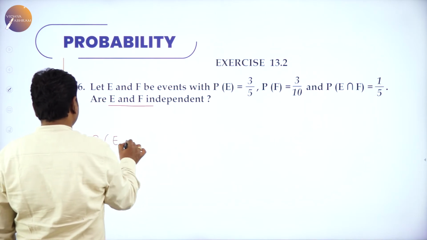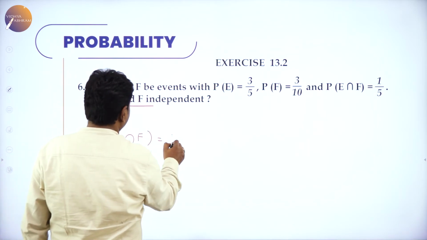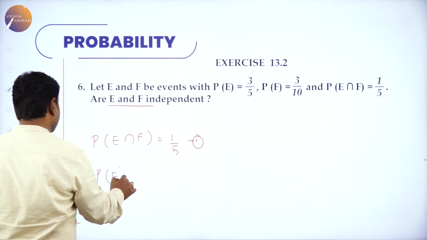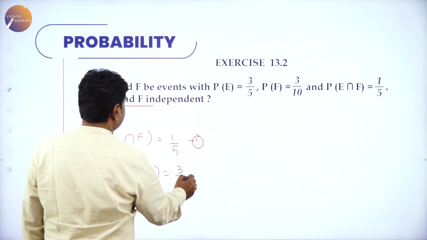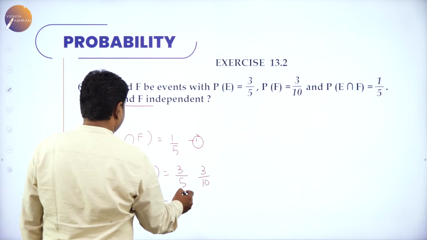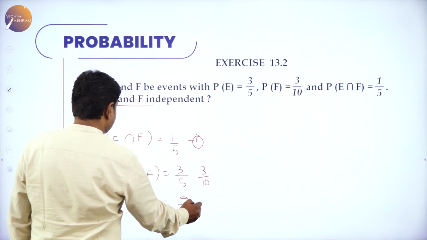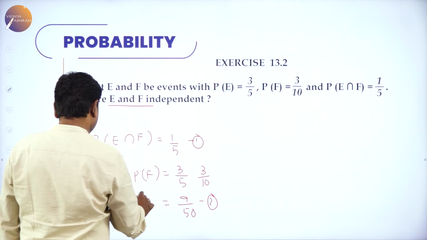As usual, first find P of E intersection F, that is given as 1 by 5. Call it equation 1. Then find P of E into P of F. What is P of E? They gave 3 by 5. P of F, what they gave? 3 by 10. So if you simplify this, it will become 9 by 50. Call it equation 2.